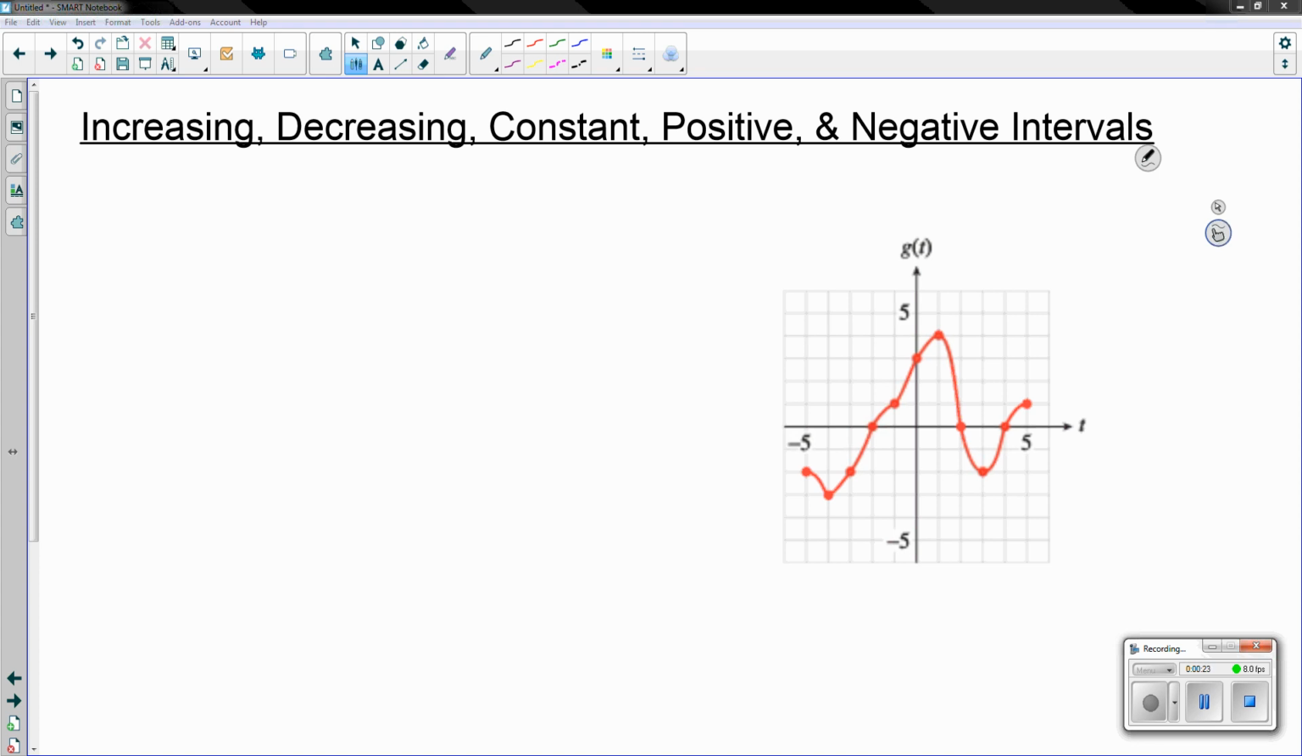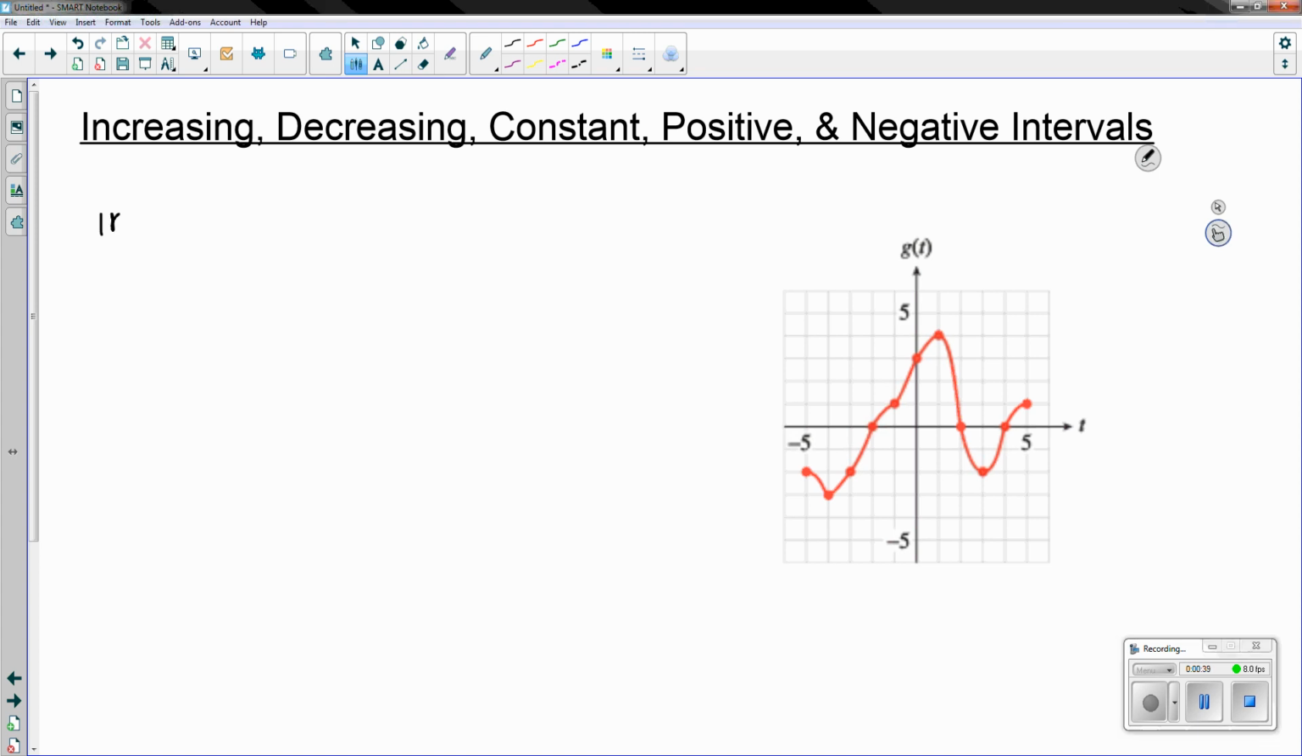And once we finish this video, you should be able to analyze any function and attribute these stats or these categories to specific intervals along the function curve. So let's start with increasing, decreasing, and constant.